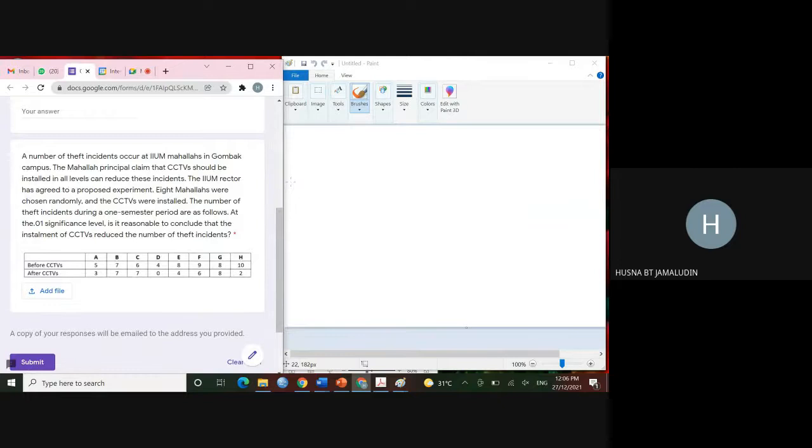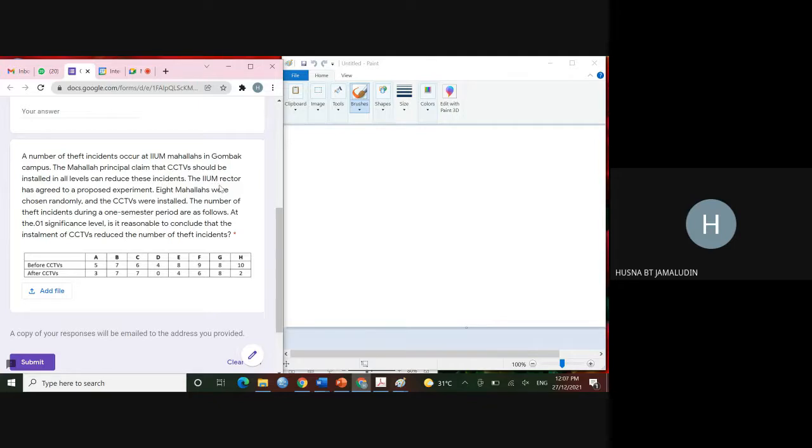Okay, a number of theft incidents occur at IIUM Mahallah in Gombak campus. Let's assume, okay? This is just an example. Don't think that this is the real situation. The Mahallah principal claims that CCTV should be installed in all levels. Well, as in like we are very rich. In all levels, it can reduce these incidents. Okay, because you know that when we install a CCTV, people may be cautious about their actions.